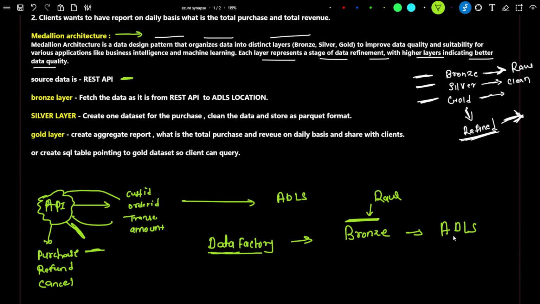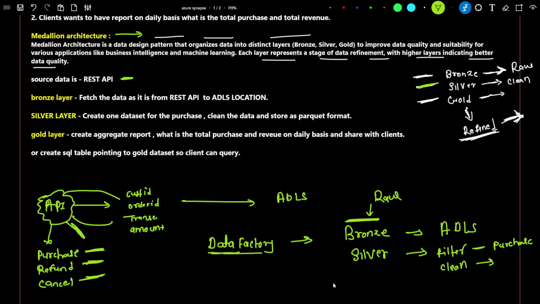Once our data is available in ADLS, the next step is we'll create a silver layer. In the silver layer, from the data we have stored in ADLS, we will filter the data. In the raw data, in the bronze layer, we have all kinds of data. So in the silver layer we will only filter the purchase related data, because that is what business is asking of us. We'll also clean the data, drop the null values, all kinds of cleaning we will perform in the silver layer.